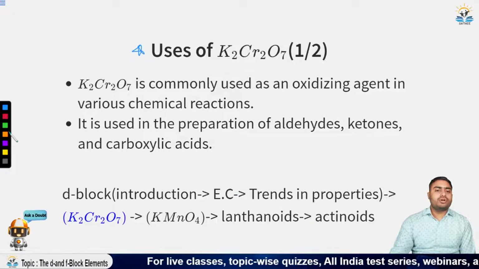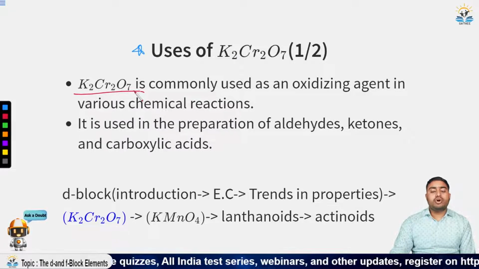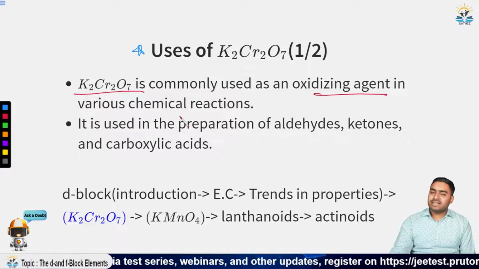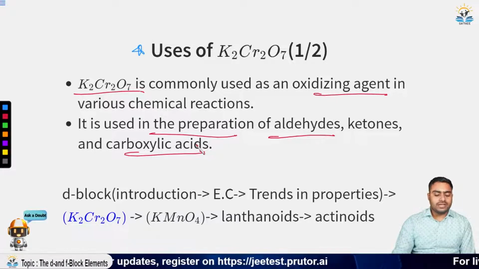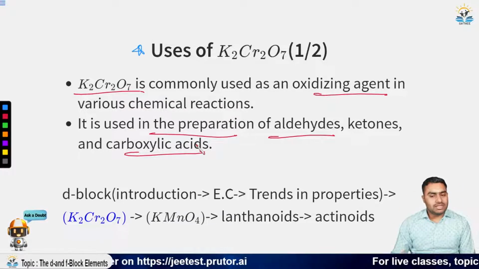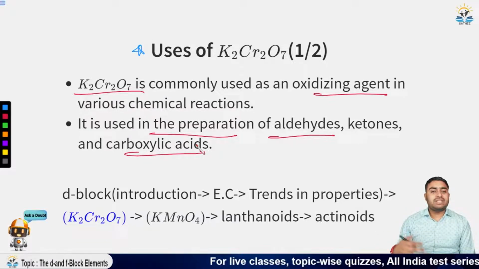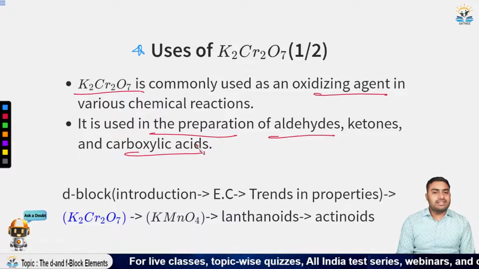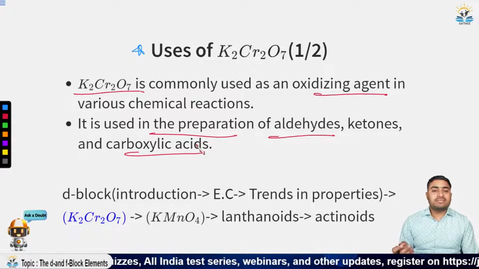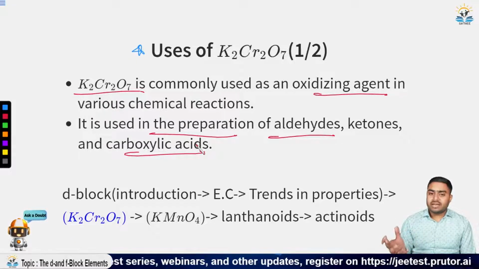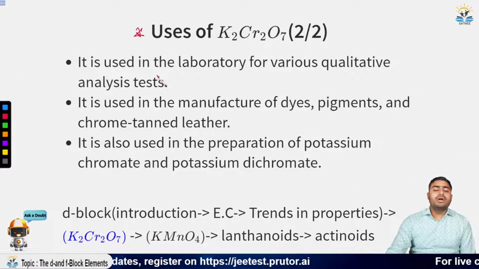Now let's move to the uses of K2Cr2O7. Potassium dichromate is commonly used as an oxidizing agent in various chemical reactions. It is used in the preparation of aldehydes, ketones and carboxylic acids. I told you already with some examples: you can convert alcohol to carboxylic acid, aldehyde to carboxylic acid, ketone to carboxylic acid with the help of acidified K2Cr2O7. We will also discuss KMnO4 today, potassium permanganate, which is also a strong oxidizing agent.